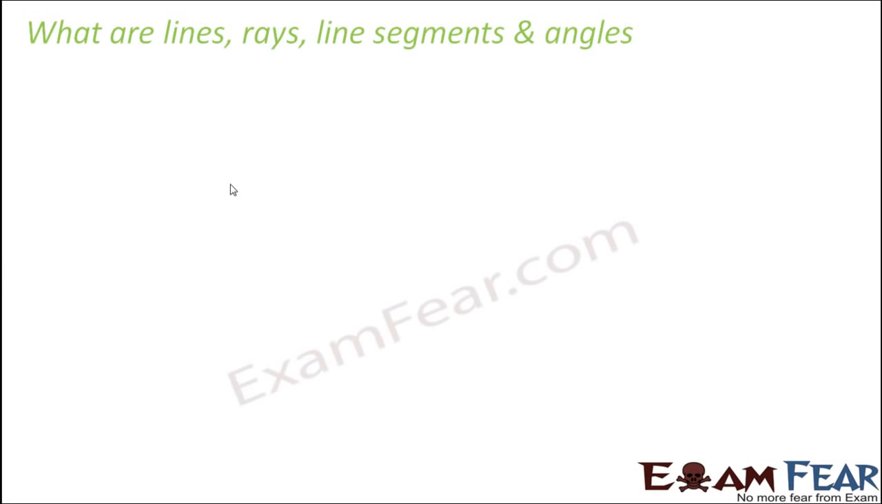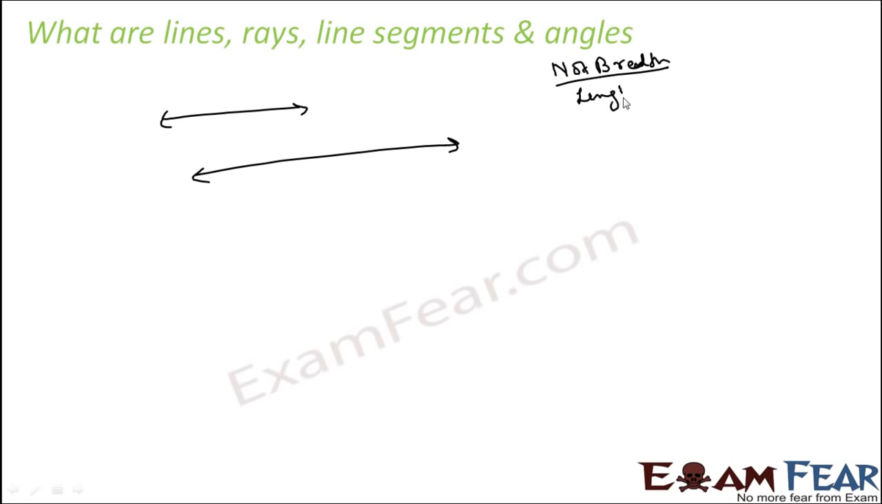Let's start our chapter with lines, rays, line segment and angles. What are lines? We know that a line is a geometrical object that is infinitely long and infinitely thin. We have studied this in the past chapter. Infinitely long, it can be this long, it can be this long, and it's very thin, so it doesn't have any breadth, but has length. That is a line.